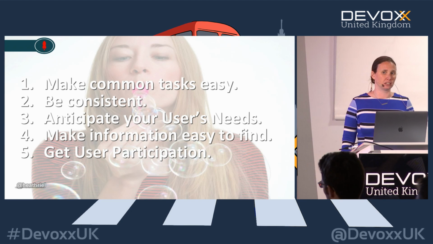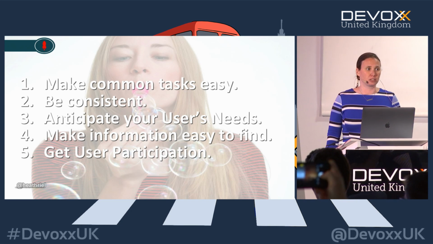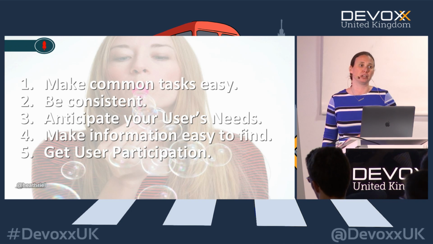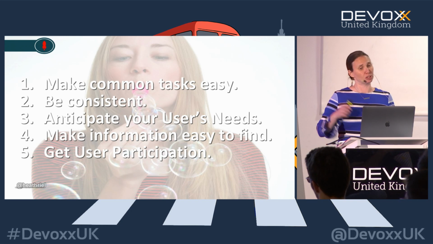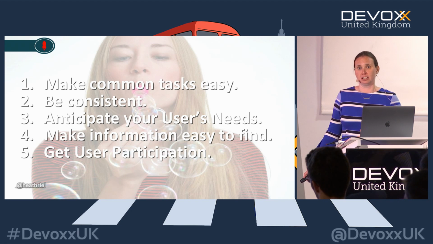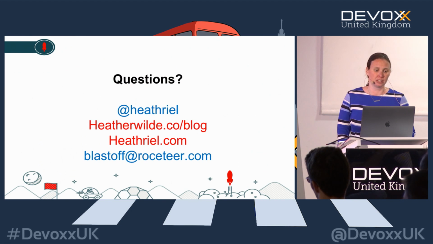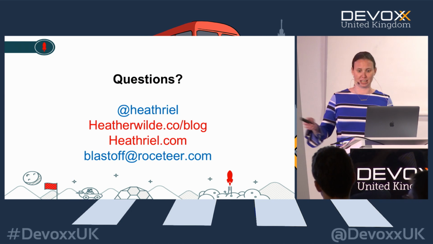And lastly, get participation from your users. This is super important, because even if you're in an anticipatory model, you still are going to need them to opt in to get them past the adoption phase. If they don't sign up, then you have no product. So we have a few minutes for questions, and I'm happy to take any.